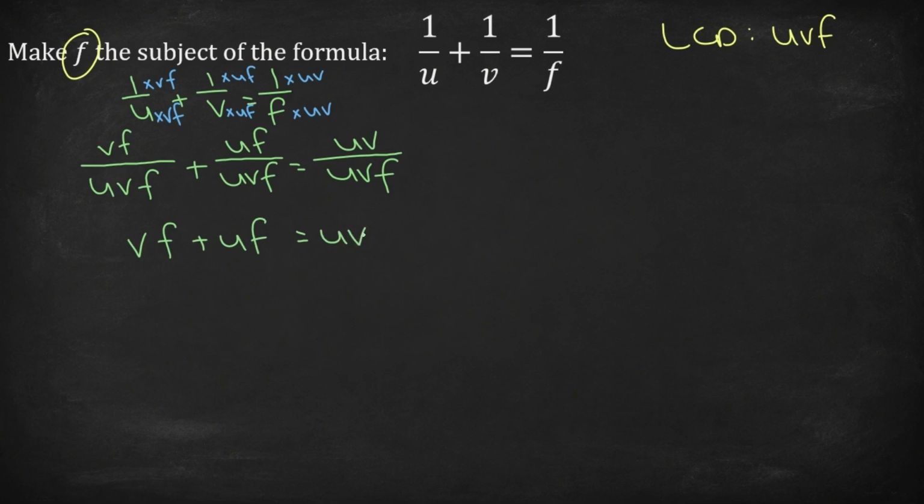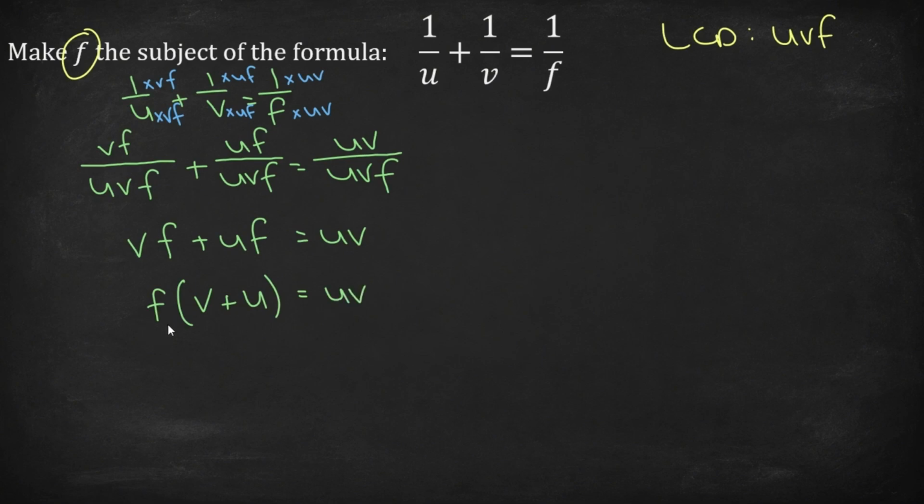But now we still have a problem. The f is still not on its own. So what can we do? Yes, we can take out f as a common factor. So I'm going to write f and open my bracket. And let's see what is left over from this term after I took out the f. Yes, v is left over, because vf divided by f, these two will cancel, v is left over. Plus, now what is left over after I took out the f? Yes, u is left over. And that equals uv.